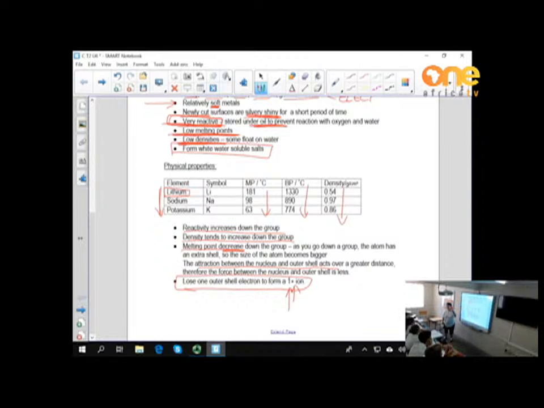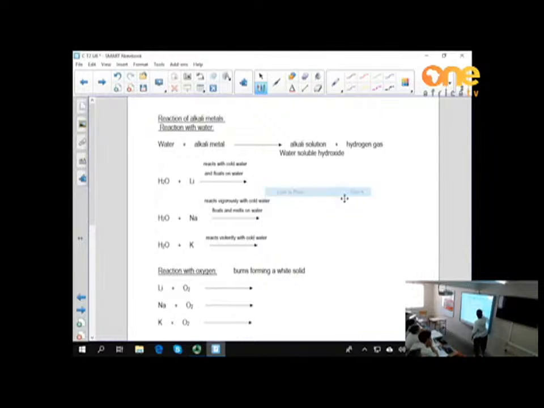The group 2 elements will lose 2 electrons. The charge will be +2. All right. General reaction: when I have an alkali metal, remember this is a group 1 metal, the ones we commonly work with, lithium, sodium, potassium. Okay, group 1 metal. When it reacts with water, it forms a water-soluble hydroxide, which is alkaline. It forms an alkaline solution and hydrogen gas.